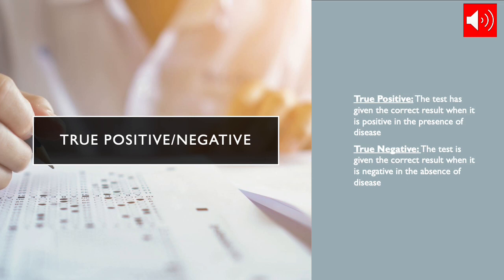Okay, so when we have a true positive test, it means that the test has given us the correct result when it is positive in the presence of disease. However, a true negative is when the test has given the correct result when it is negative in the absence of disease. So basically, you're getting the correct result, both positive and negative, in the presence or absence of disease.